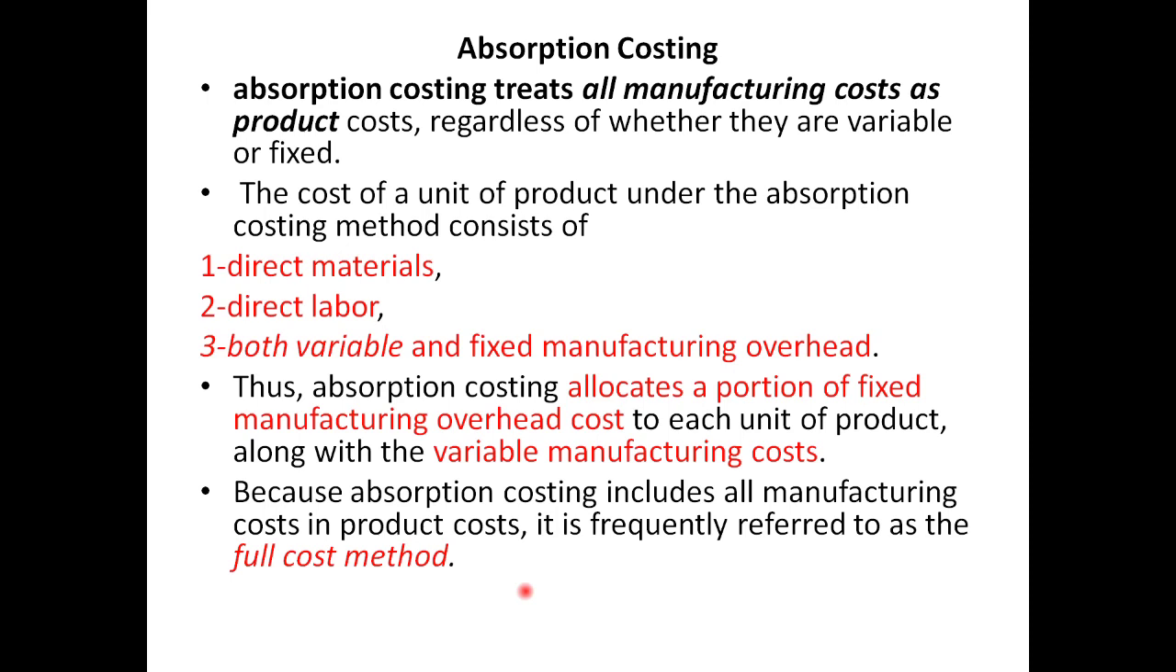Back to absorption costing. Absorption costing treats all manufacturing costs as product costs, regardless of whether they are variable or fixed. The cost of a unit of product under absorption costing consists of direct materials, direct labor, and both variable and fixed manufacturing overhead. Thus, absorption costing allocates a portion of fixed manufacturing overhead cost to each unit of product along with the variable manufacturing costs. Because absorption costing includes all manufacturing costs in product costs, it's frequently referred to as the full cost method.